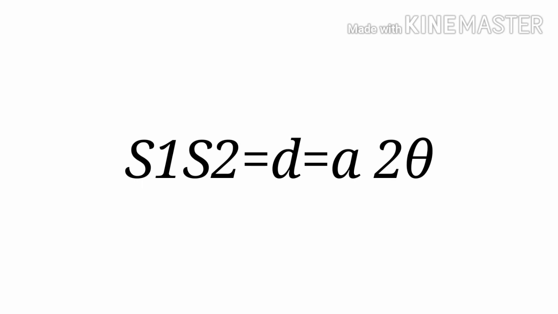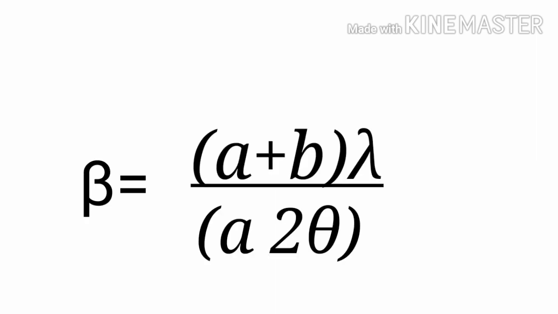Here we found the value of d, which is equal to a into 2 theta, and substitute the value of d in the bandwidth equation or fringe width equation. You will get beta is equal to (a plus b) divided by 2a theta, times lambda.